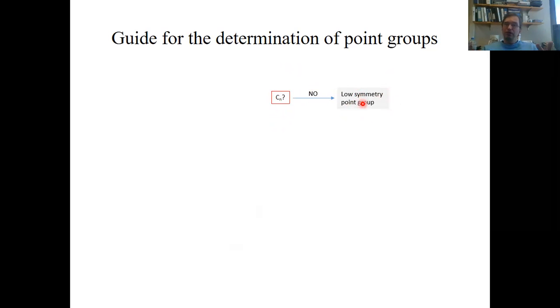Now we have learned that there can be different low symmetry point groups. So now you need to determine to which low symmetry point group your molecule belongs to. And to figure that out, you have to ask additional questions. So in our guide, you ask the next question, which is there an inversion center present? So again, the answer can be either yes or no. So if the answer is yes, then we know that our molecule must belong to the point group Ci.